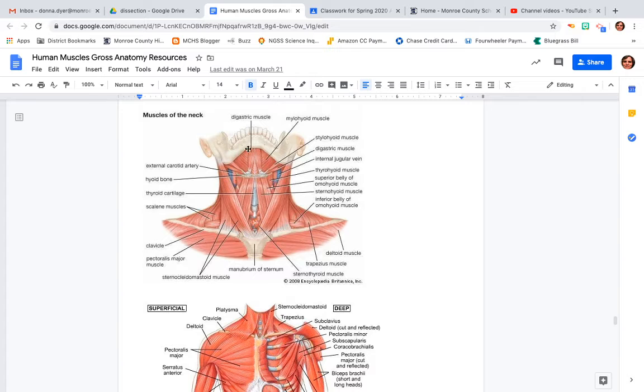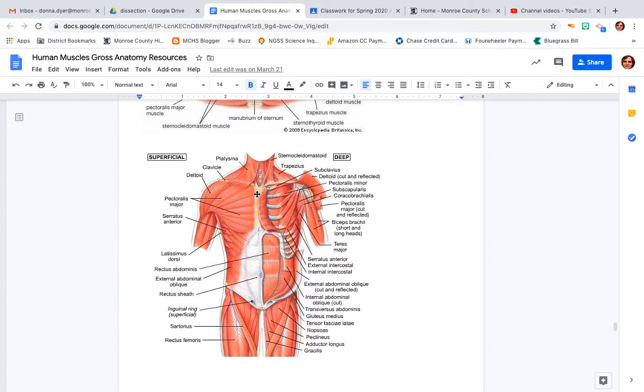We also have our digastric and our mylohyoid. So the mylohyoid is here kind of lateral, and then the digastric is more medial here, underneath the jaw, underneath the lower jaw. So lifting up the chin and looking under, you can see the digastric is more medial and the mylohyoid muscles are more lateral.